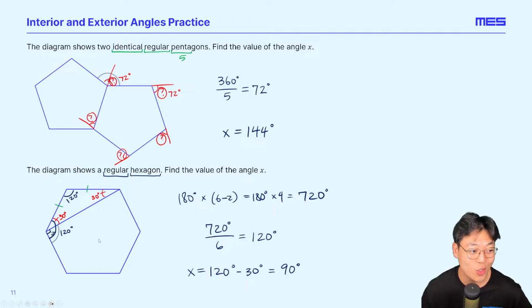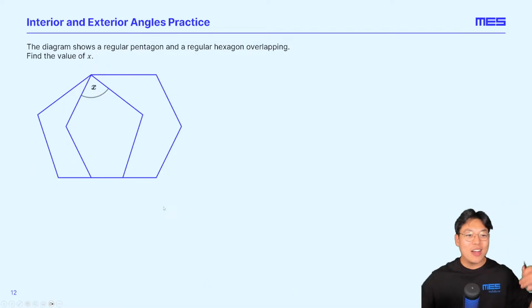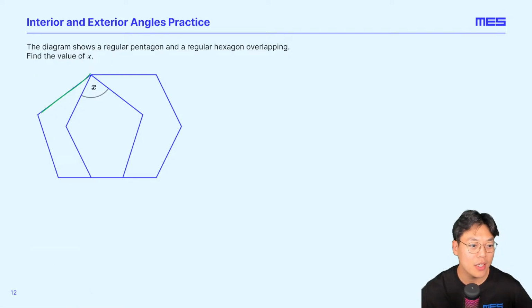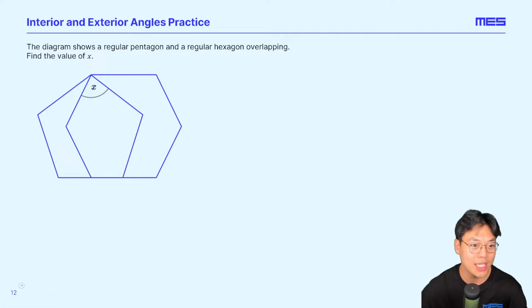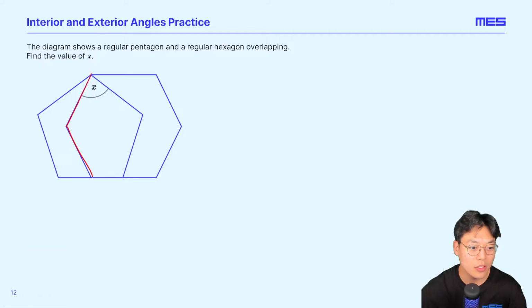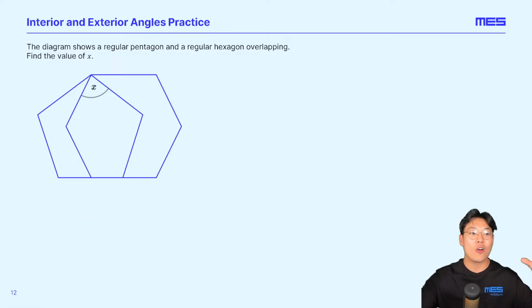Let's keep it going to this monster problem. The diagram shows a regular pentagon. So if you notice here, I'm going to try to trace it in green. This pentagon right here, 5 sides, right? 5 sides. All good, but as long as you see the pentagon, we're good. And the regular hexagon, 1, 2, 3, 4, 5, 6. That's the regular hexagon. They are overlapping.